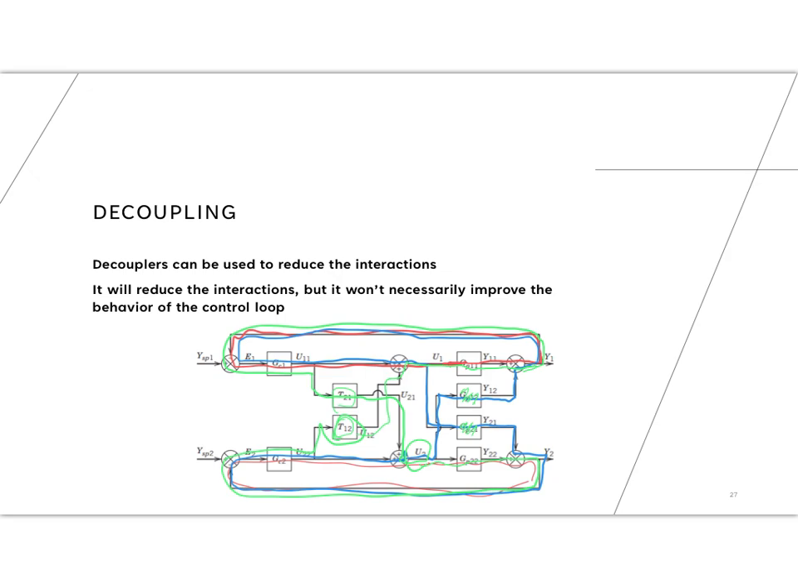It does reduce interactions. Mathematically, if you design it right, it has to decrease the interaction. However, that doesn't necessarily mean it's going to make the control loop work any better. But you will see this done. So this is what's called decoupling.